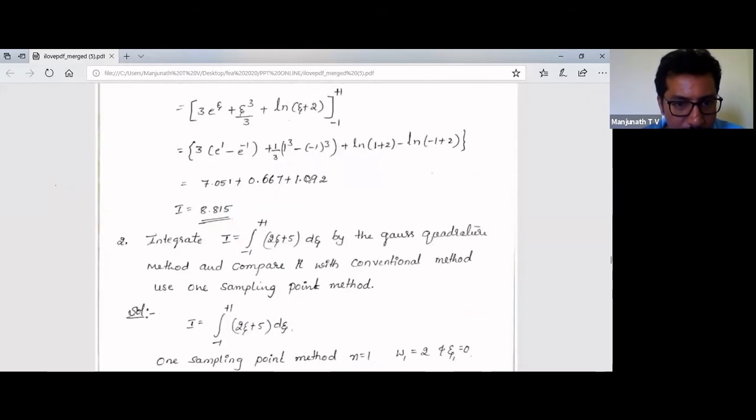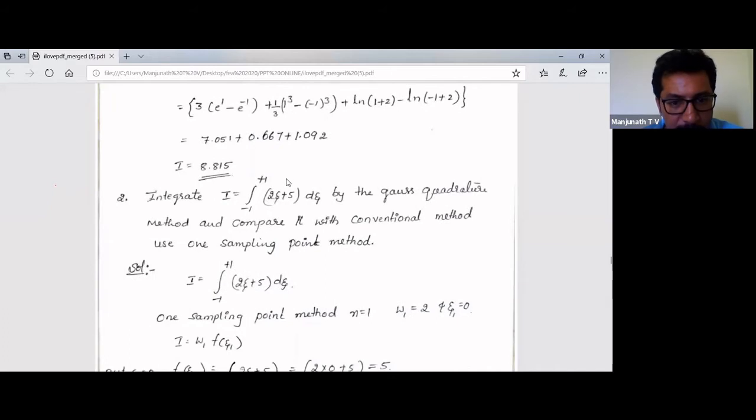Now, similarly, one more exercise or problem we can discuss. The second one: consider I equals the integral from -1 to +1 of 2 zeta plus 5 into d zeta by the Gauss quadrature method, and compare it with the conventional method. Use the one sampling point method.